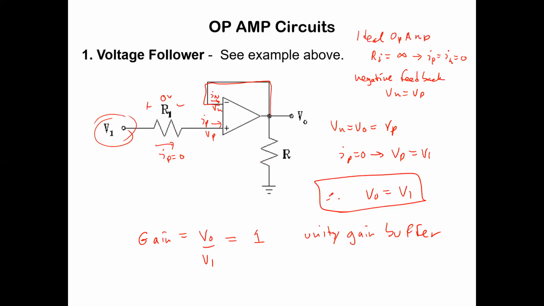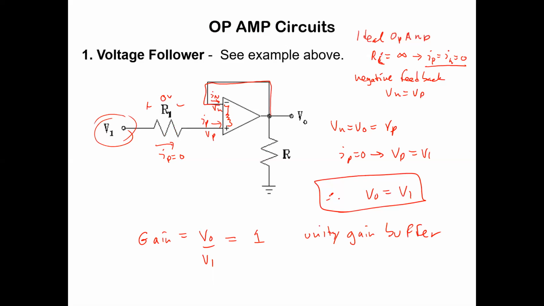Ri equals infinity. And because Ri equals infinity, that's the resistance between here. That's an open circuit. That means there's no current flowing into the op amp at the minus or the plus terminal. That means Ip equals In equals 0. R1 is an external resistor we've hooked up to the op amp.